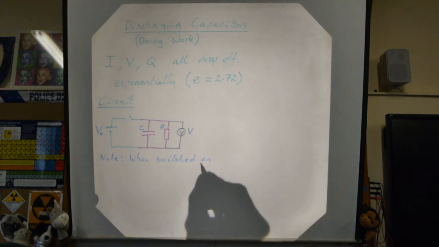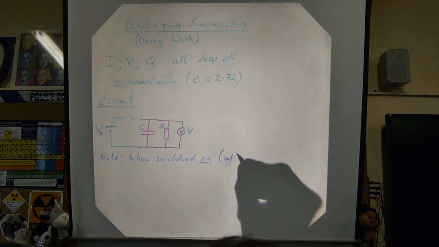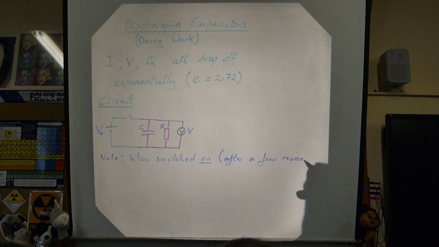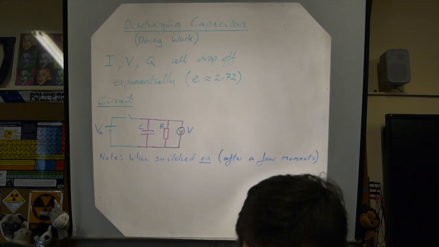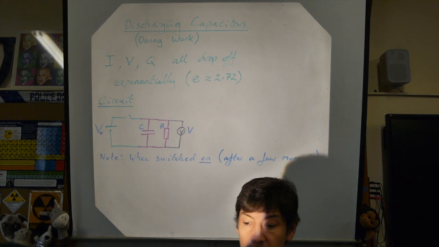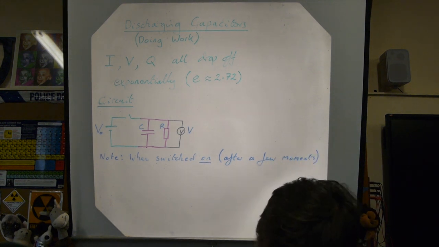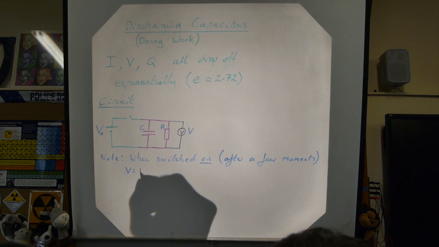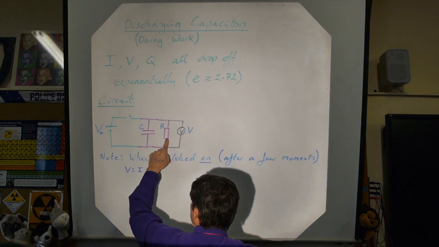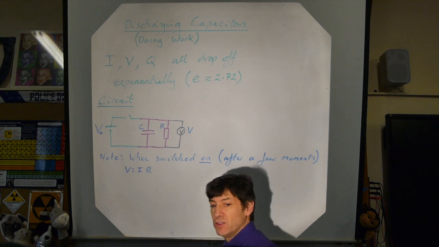So when we switch it on, this is the charging cycle, we need to wait a few moments. So after a few moments, isn't that a technical term? I mean, it's a very short space of time. It's much less than a second, actually. What can we say? Well, using V equals IR, we've got an R here, and we've got a V. We can work out the current in the resistor.